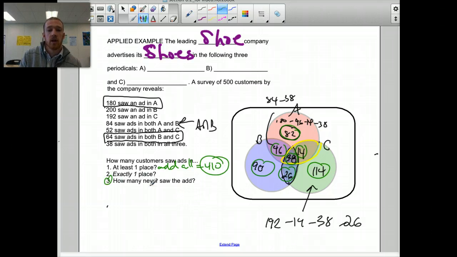So we can answer this question now. How many people never saw the ad? Well, let's say there were 500 customers. If 410 saw the ad somewhere, that means 90, which is 500 minus 410, didn't see the ad anywhere.